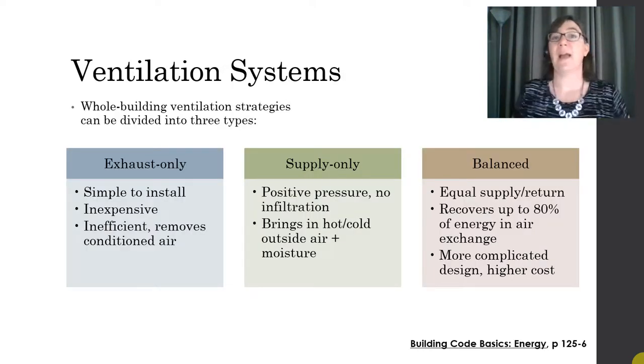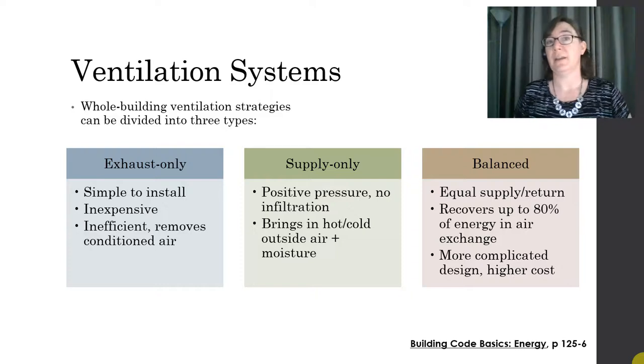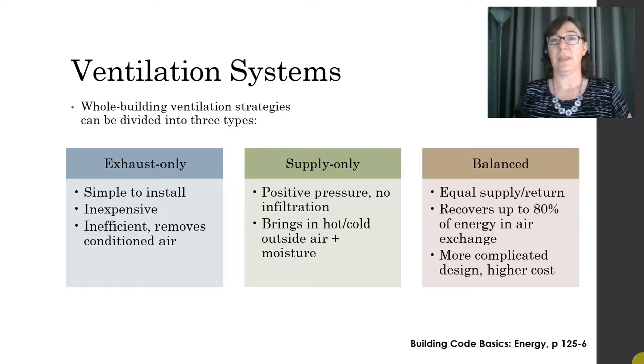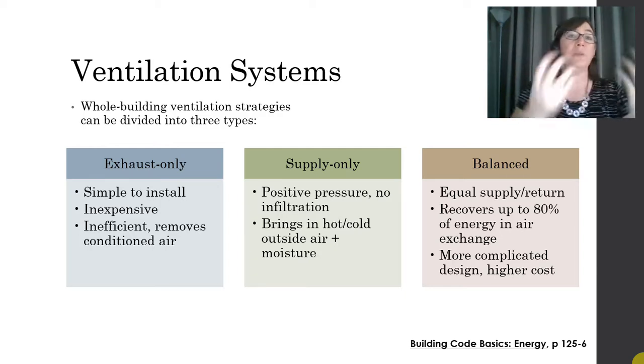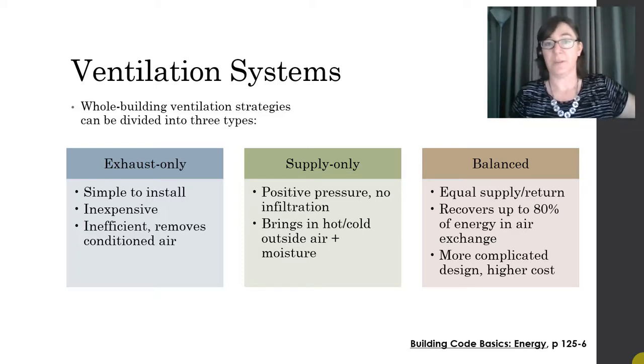All right, so you know you need to provide a ventilation system. What kind could you provide? Well, these whole building ventilation strategies can be divided into 3 types, and they are exhaust only, supply only, and balanced. The exhaust only is the simplest to install, the least expensive, but it is inefficient because it takes your beautifully conditioned air that's been heated or cooled and you've spent energy on it and throws it away, exhausts it.